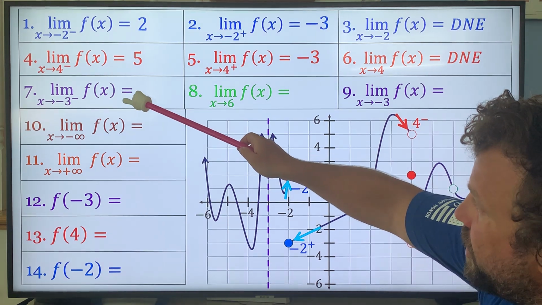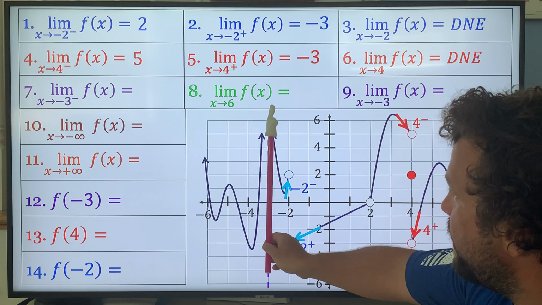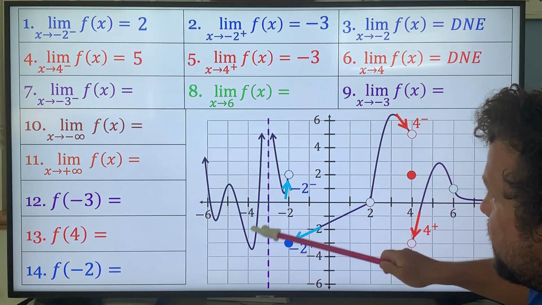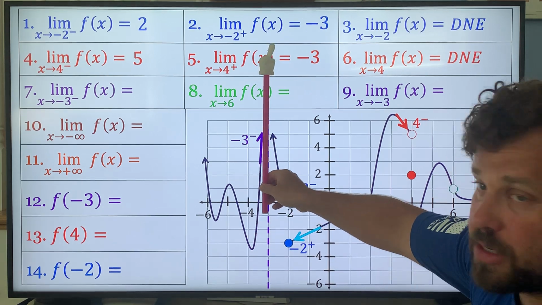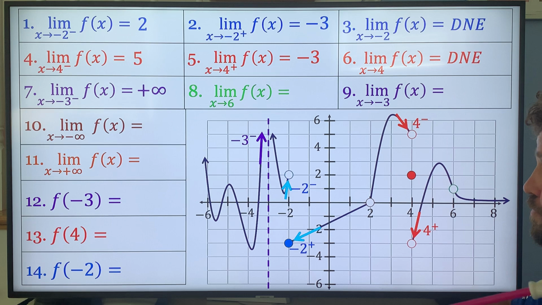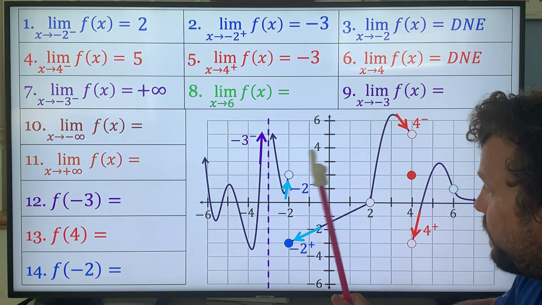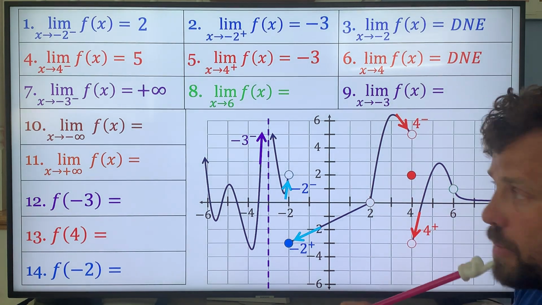Limit of negative 3 from the negative side. So now we're not doing 3, we're doing negative 3 right here, the asymptote. Now, as you approach it from the negative side, our graph is going up, and it keeps on going up, up, up, up, up, and it's going to go up all the way to, you said it, positive infinity. And if you approach 3 from the negative side as well, it would also be positive infinity.